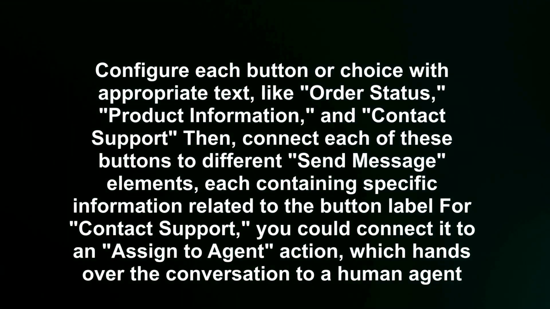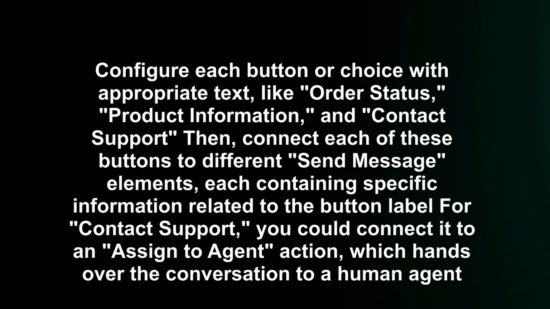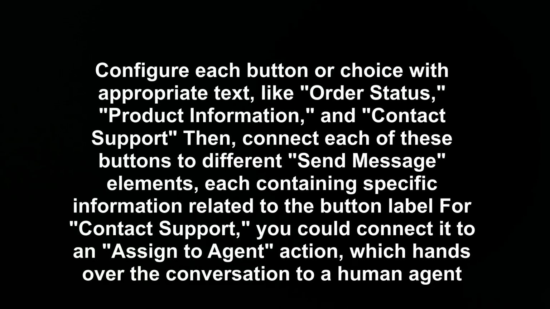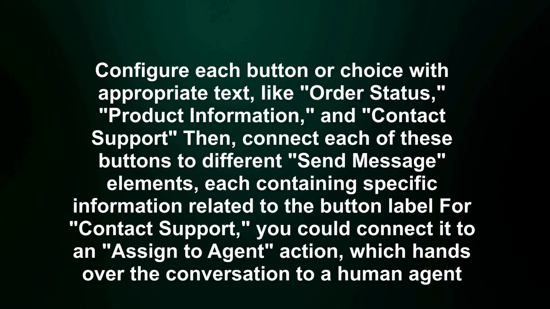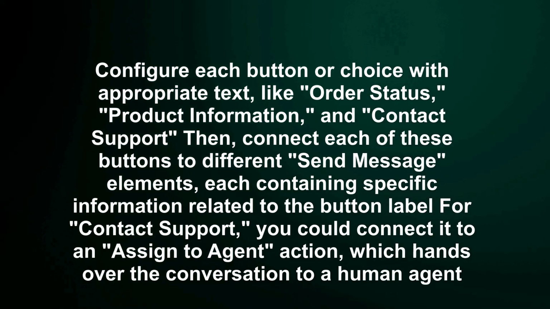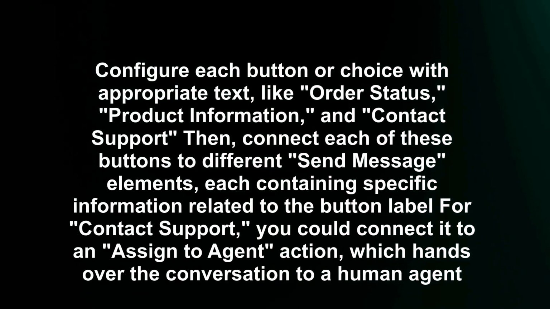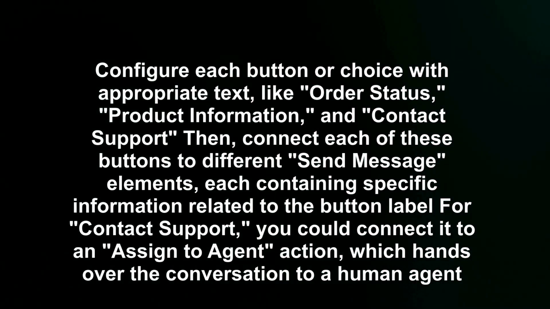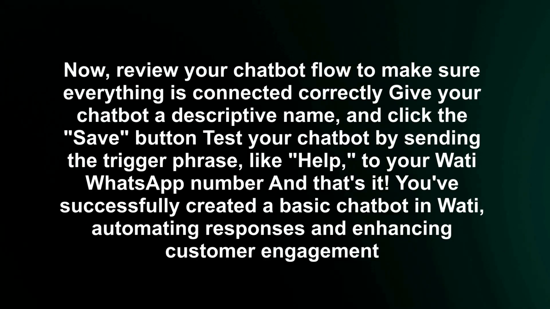Configure each button or choice with appropriate text, like order status, product information, and contact support. Then, connect each of these buttons to different send message elements, each containing specific information related to the button label. For contact support, you could connect it to an assign to agent action, which hands over the conversation to a human agent.